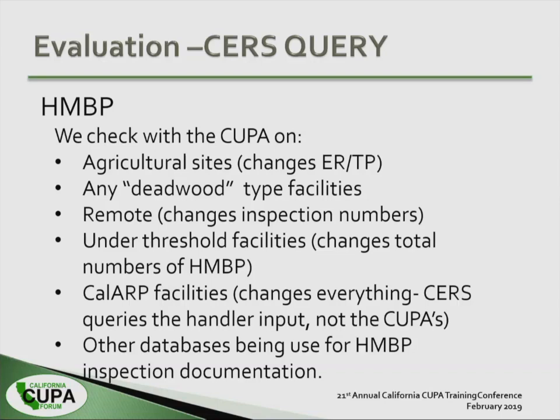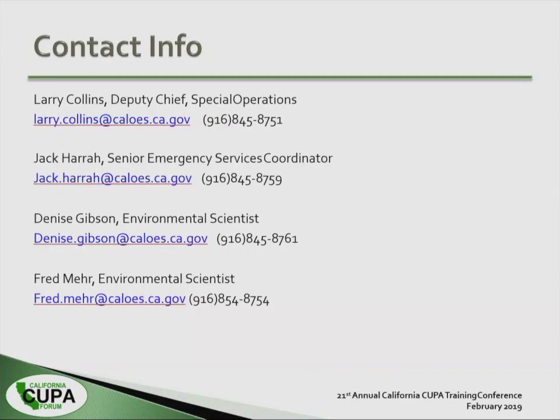And then we'll talk about the ag sites and any dead wood of the facilities. Those are the ones that have that empty chasm at the bottom that has the name and nothing else. We talk to the CUPA about what all these are. Make sure there aren't any in there that are under threshold, that are remote, things like that. So basically, when we query this, if you put something that's not right in there, that gets thrown into your numbers, but we'll always check with you.